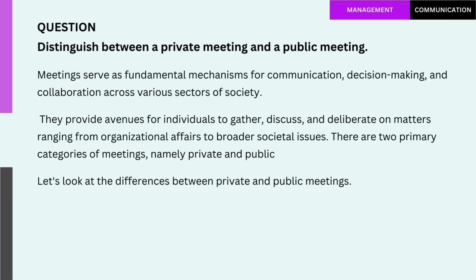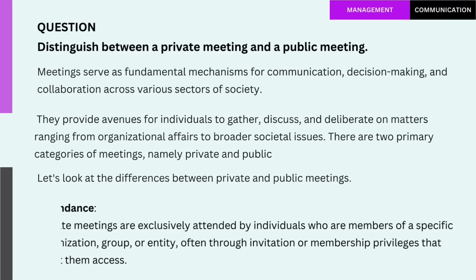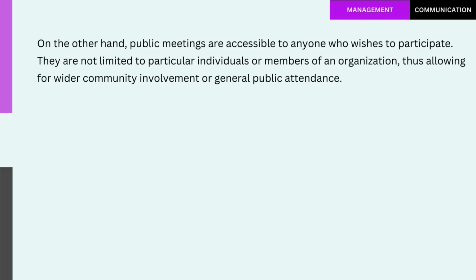Let's look at the differences between private and public meetings. 1. Attendance. Private meetings are exclusively attended by individuals who are members of a specific organization, group, or entity, often through invitation or membership privileges that grant them access. On the other hand, public meetings are accessible to anyone who wishes to participate. They are not limited to particular individuals or members of an organization, thus allowing for wider community involvement or general public attendance.